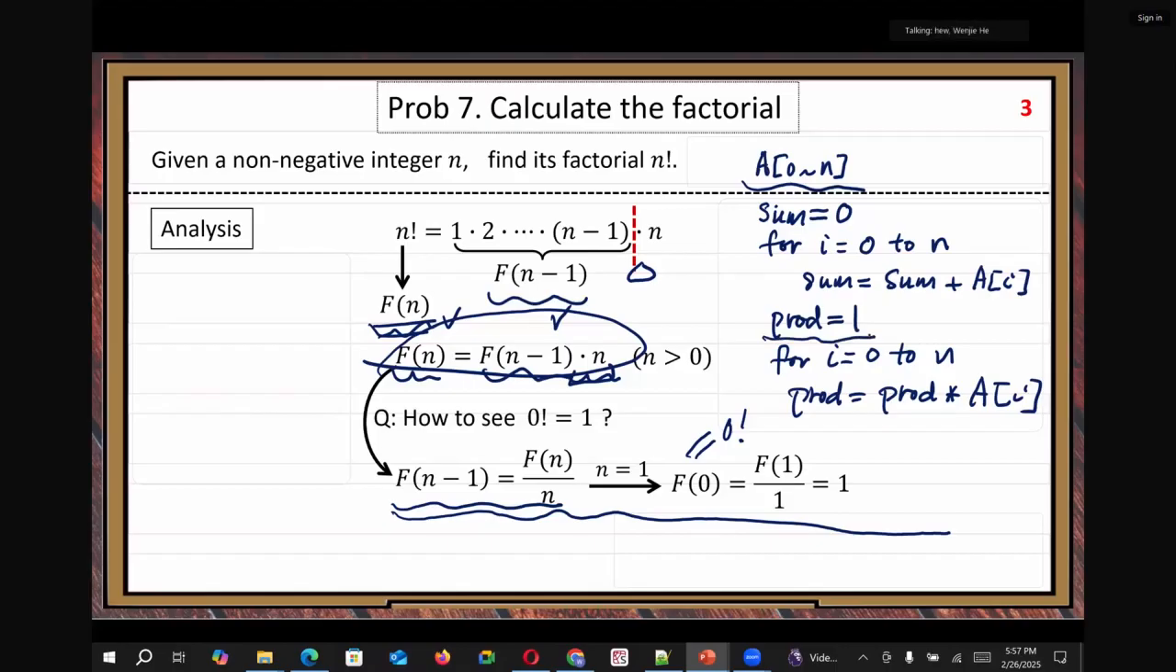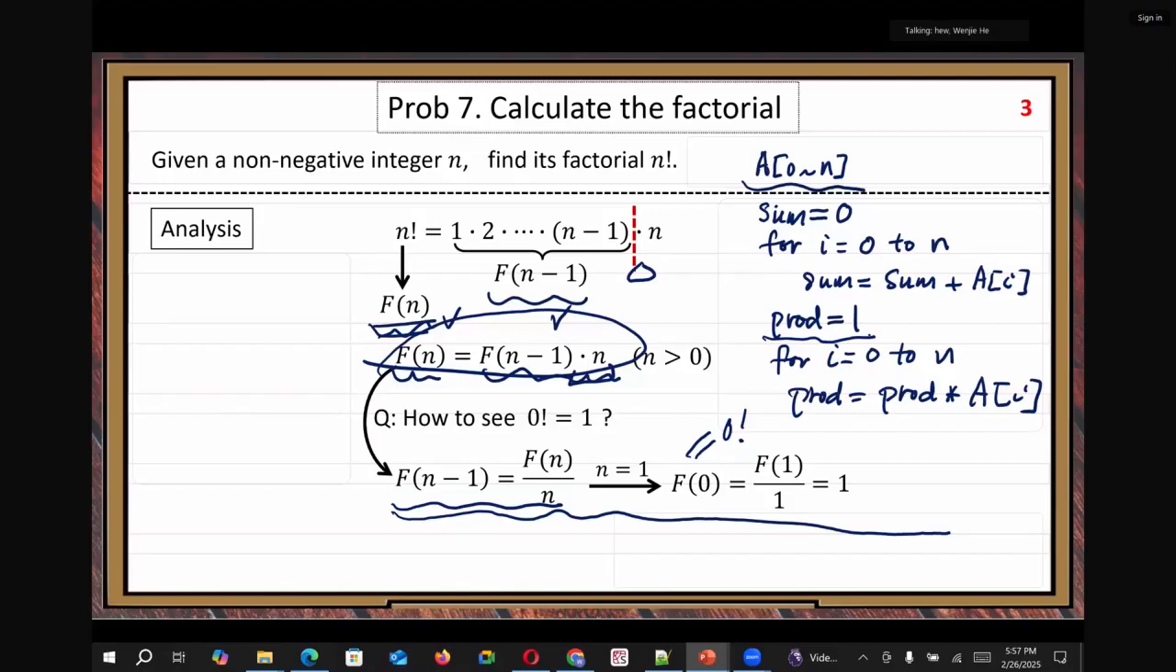Now, when we calculate factorial, it's all products, right? So you should use initial value 1. Then you run a for loop. For 0 factorial, that means your for loop is empty, right?